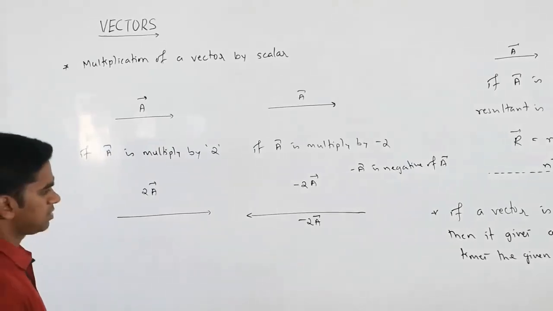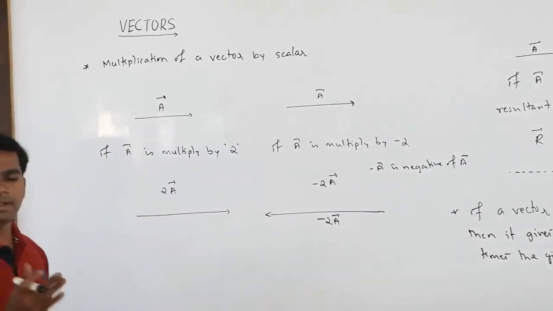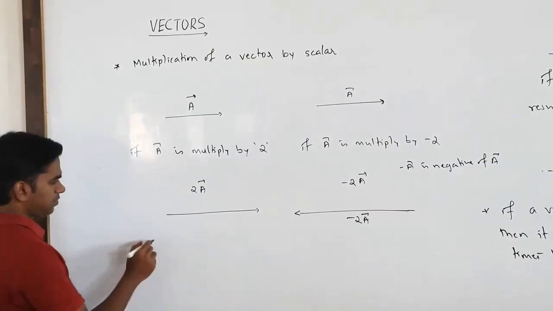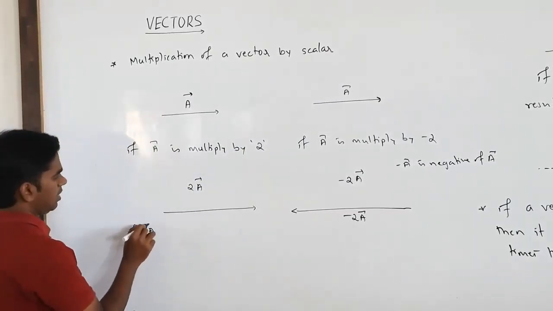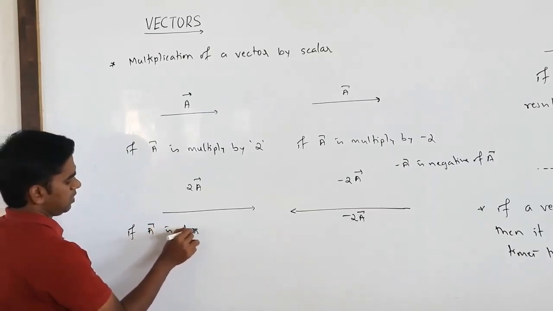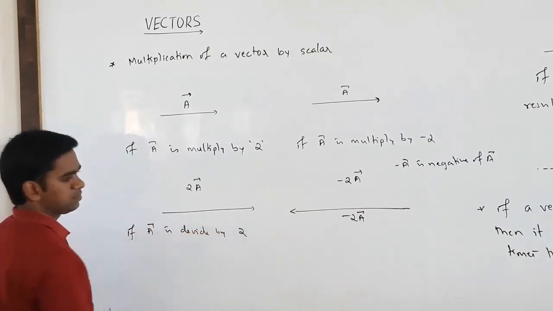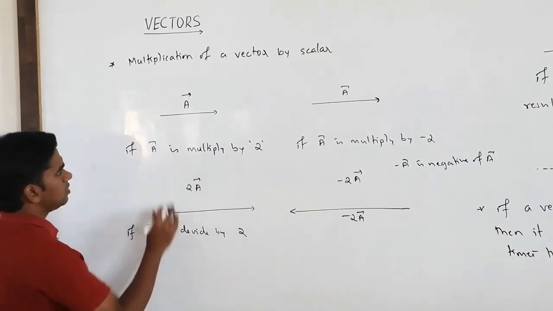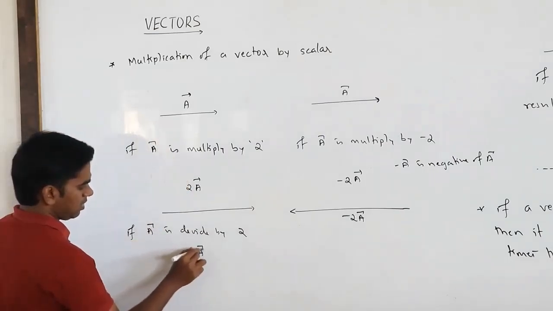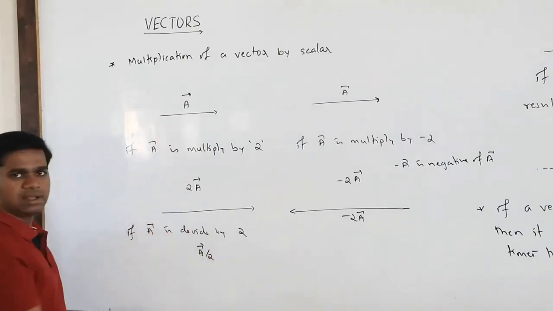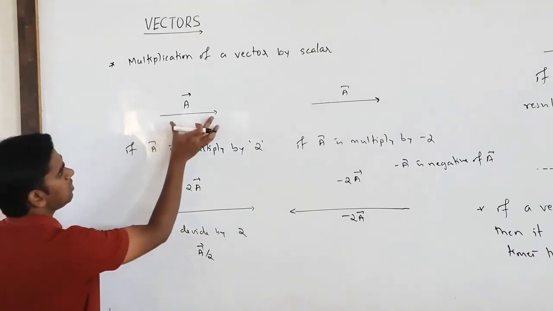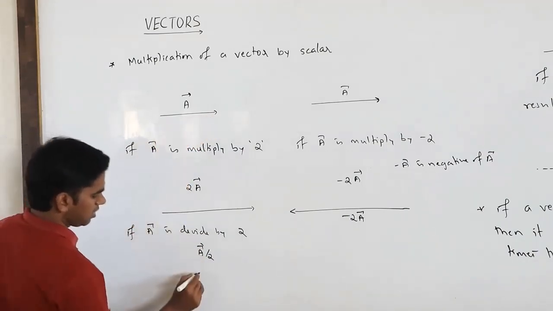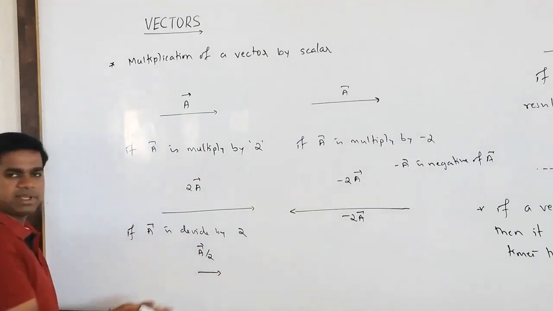Then you may ask, what will happen if I divide it? Suppose you have a vector a here. If a is divided by 2, what will happen? This will become vector a by 2, because it is a scalar. So normal division you can do, normal algebra. So a by 2 means half of this one. So vector a by 2 will become like this.